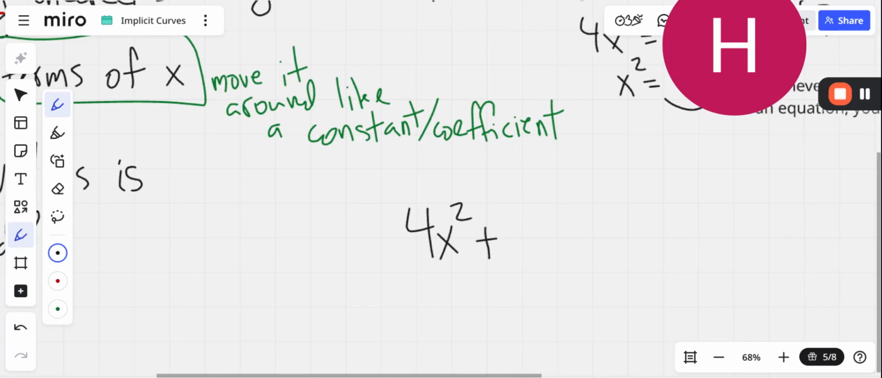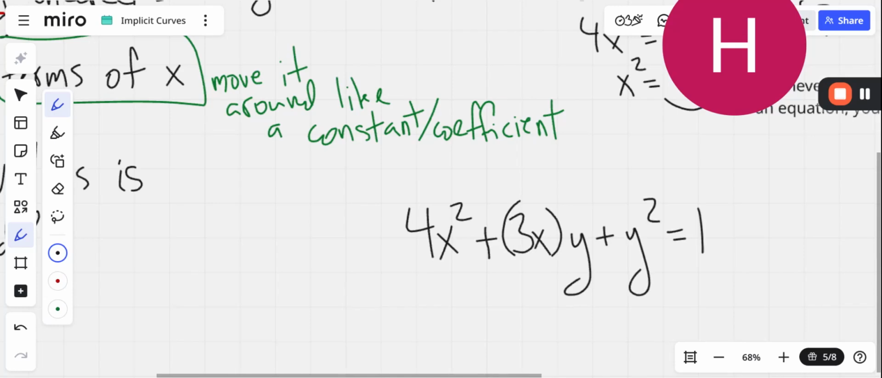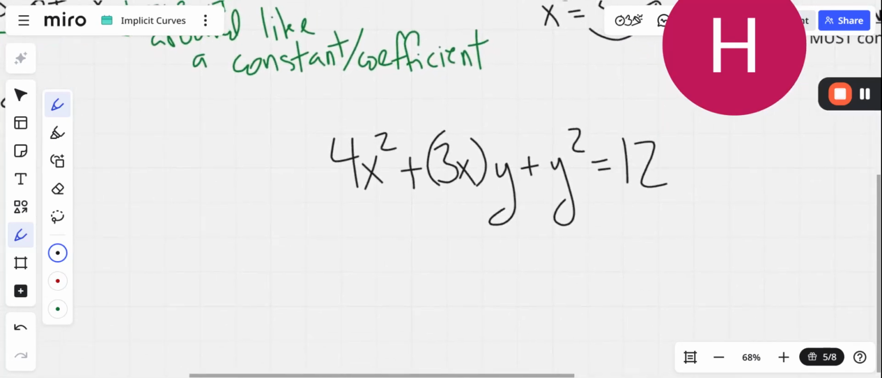That's a constant. Even though it has a variable in it, when we're working in terms of x, it's not the key variable that we're trying to isolate. We're trying to isolate the y. Plus 3xy, so it's kind of like that's the coefficient on the y. And then we have y squared, which is the typical squared term. And this equals 12. So we're going to have to move everything to one side.